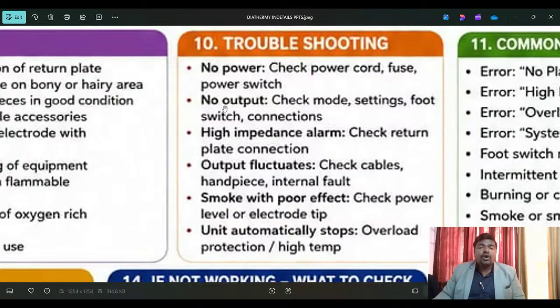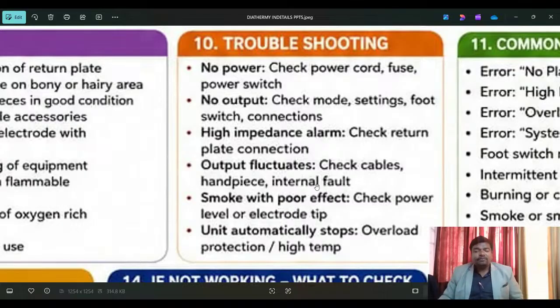Next, no output. Then what to do? Check mode settings, foot switch and connections. Next, high impedance alarm: check the return patient plate connections. These mostly depend on the functions being operated. The patient plate is very, very important. If you get any complaint for a diathermy, especially if you are a new person, you have to focus on the patient plate, because only if it is connected can you operate and will all functions work. Next, output fluctuates: check cables, handpiece and internal fault.